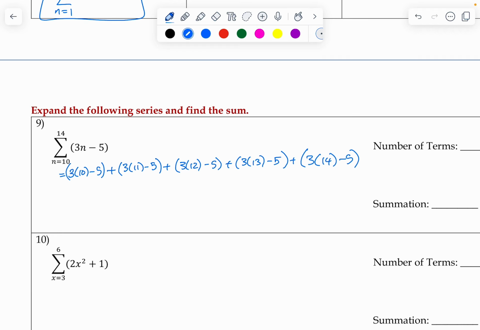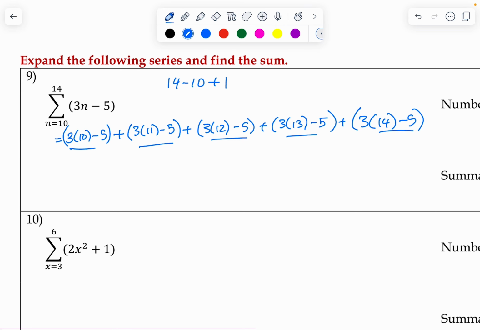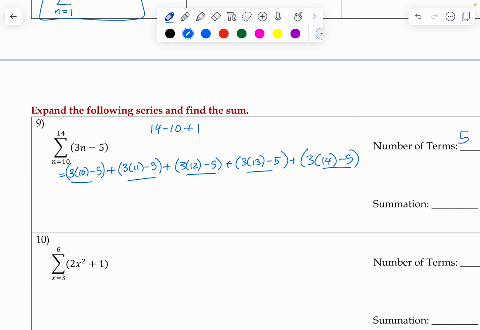Okay, so how many terms? Well, here's where you're going to go wrong. You're going to tell me it's 14 minus 10, there's 4 terms. But look and see, 1, 2, 3, 4, 5. There are 5 terms. So what you have to do is say 14 minus 10 plus 1, because we need to count both the term that has a 10 and the term that has a 14. If we subtract them, we will be off by 1 every time. Okay, so be careful with that.